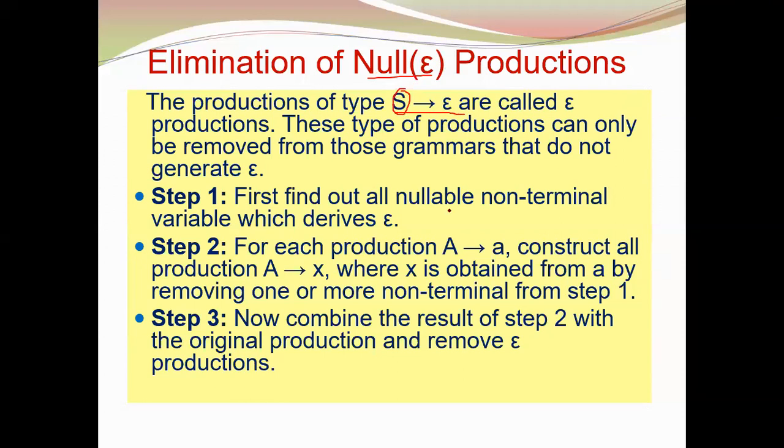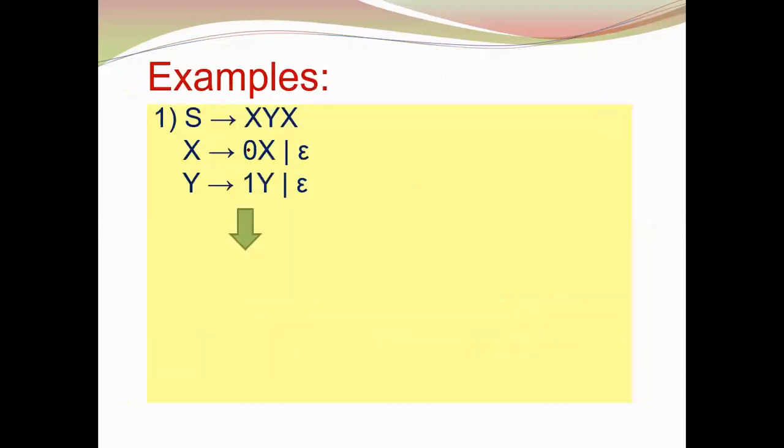First, find out all nullable non-terminal variables which derive epsilon. For each production A tends to alpha, construct all productions A tends to X, where X is obtained from alpha by removing one or more nullable non-terminals from step 1. Okay, like that we are going. First you see the epsilon. Having some production S tends to XYX and X tends to 0X epsilon, Y tends to 1Y epsilon. In that, I can substitute where we have the epsilon production.